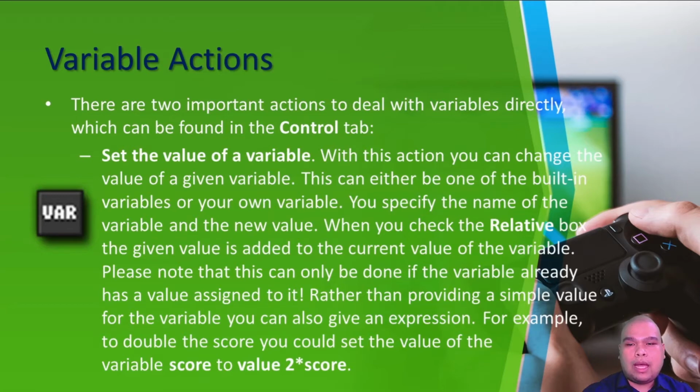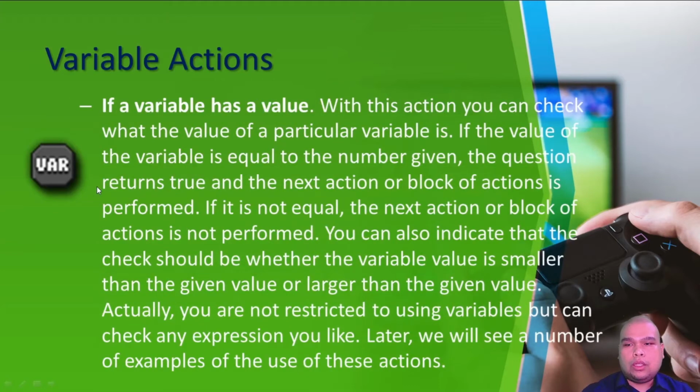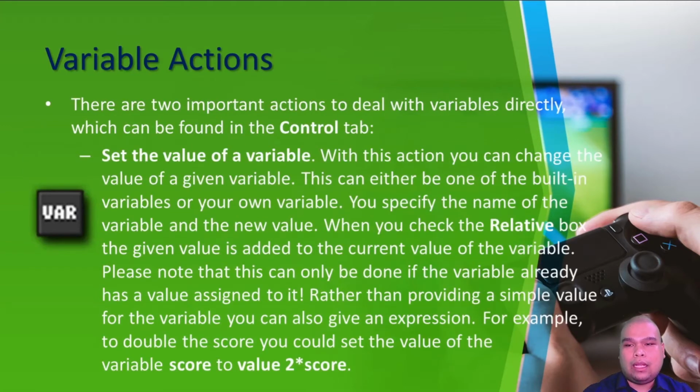For variable actions, we have two of the variable actions available for you in GameMaker Studio. There are two important actions to deal with variables directly, which can be found on your control tab. Later we'll be using these two variable actions. The first one is to set the value of a variable. The second one is to test the variable if it has a value.